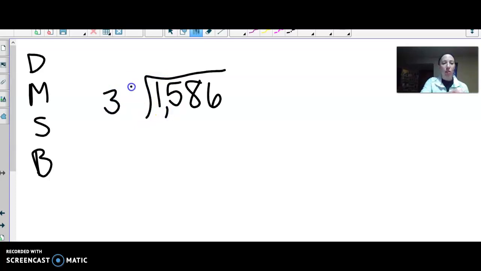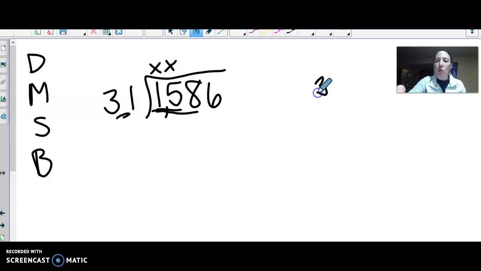1,586 divided by 31. So, how many times does 31 go into 1? It does not. How many times does it go into 15? It does not. That can happen with 2-digit divisors. How many times does it go into 158? Well, I didn't write my multiple, so in this case, I just have to guess. Well, I could try counting by 30s, because it's 31, and see if I can make a good estimate. So 30, 60, 90, 120, 150, 180. Okay, 180 is too big, so 150.